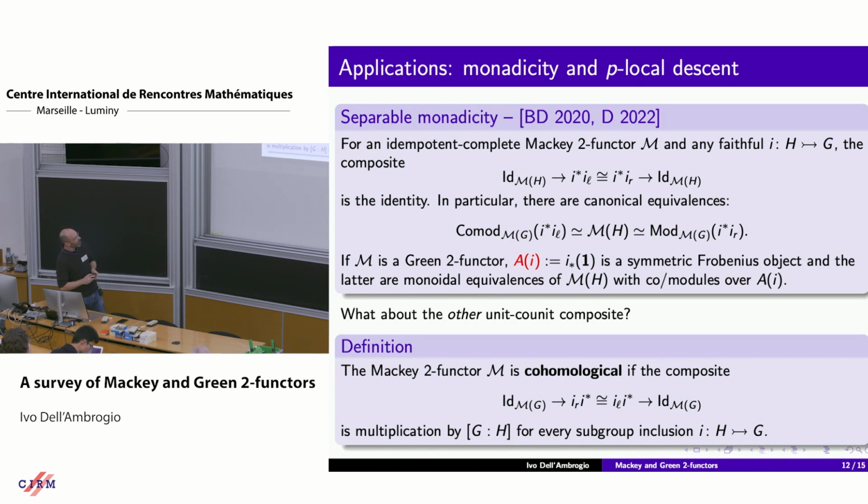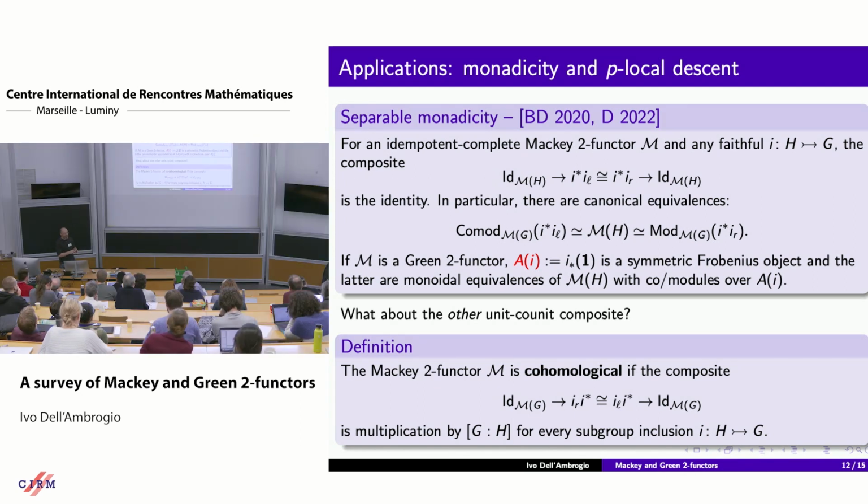A Mackey-2 functor M is called cohomological by us if this composite, now what do we do? We go from the identity of M of G, so the big category, into the right adjoint after the restriction. So you have this unit of adjunction. Then you do theta minus 1. You go into the other one. That's the left adjoint. And so you have a co-unit of adjunction. So you see, it's going from here to here, but you have to put M of G, right?